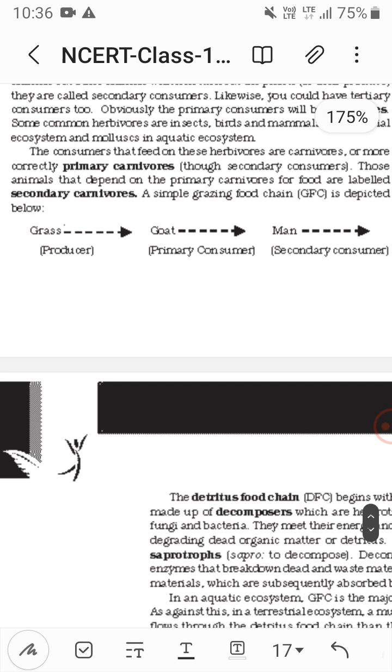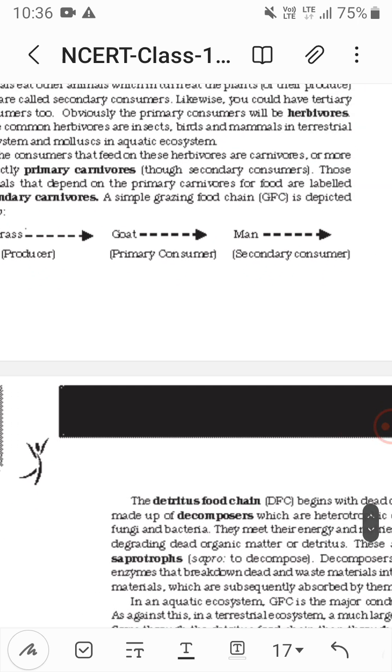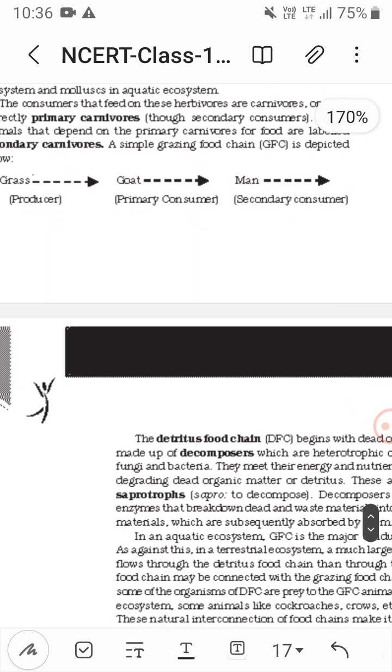So grass, then goat eating grass, and man eating goat. So these are producer, primary consumer, secondary consumer.